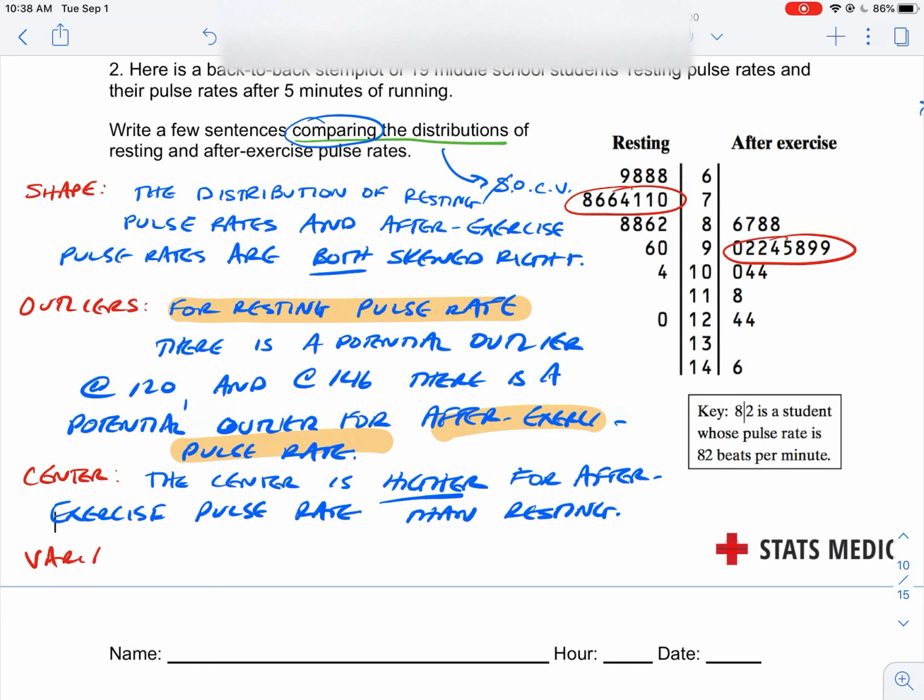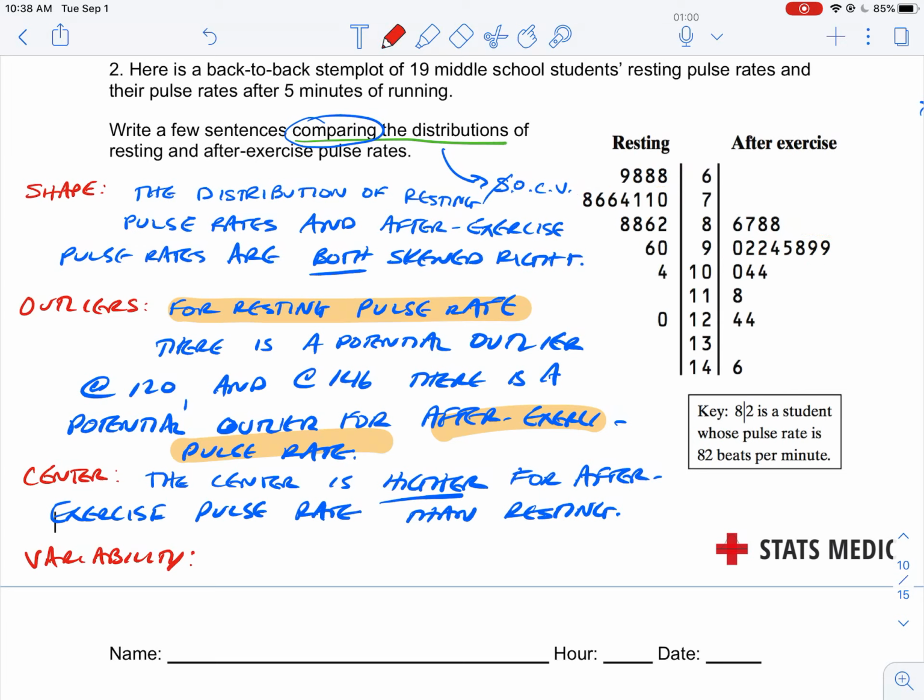Okay, variability. So what I need is a variability that is going to talk about what is the range of these two data sets. So my range over here for my resting heart rate is going to be high minus low. So I'm going to have 120, which is my highest, minus 68, which gives me 52. And over here it's 146 minus 86, which is equal to 60. So which one has a higher range? My after exercise has a higher range, and that's what I'll say for my comparative language.